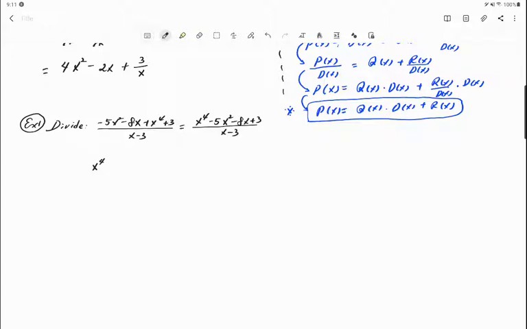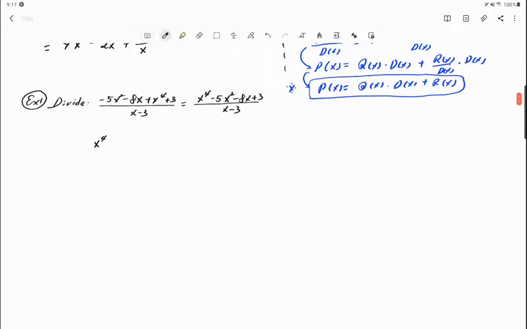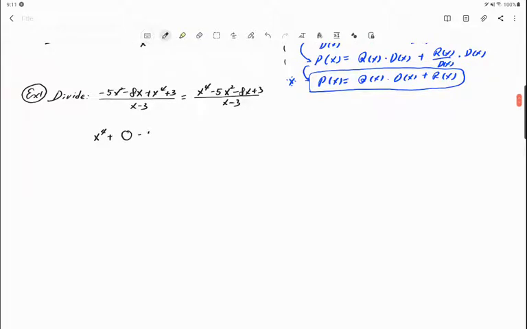So let's divide the numerator. So let's divide x to the fourth power plus, there is no x cubed, right? No x cubed. So put 0 and then negative 5x squared minus 8x plus 3. So make sure if there's a term missing, then put 0. Then I'm going to divide this by x minus 3. Alright. So now we need to find the first term.